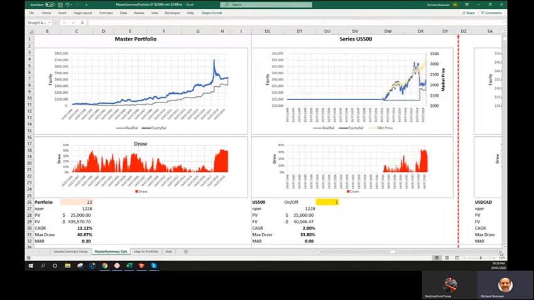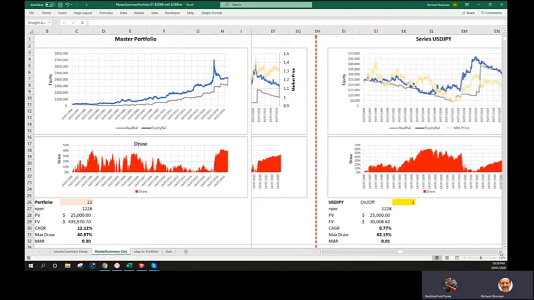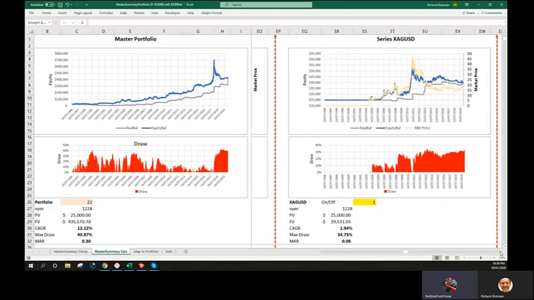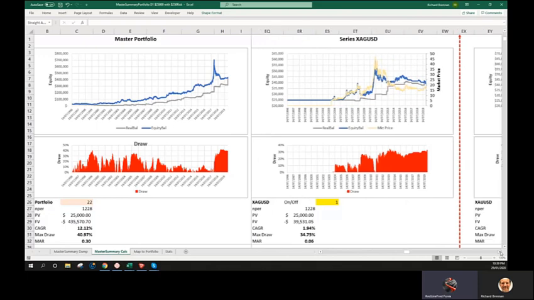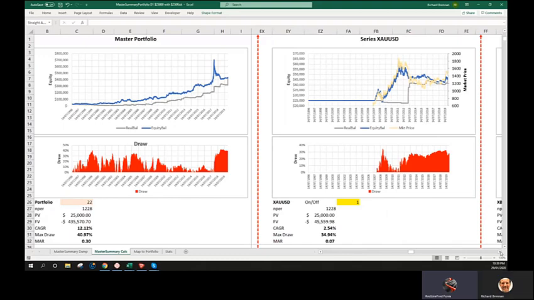the S&P 500 index. And while each of the individual instruments is showing fairly erratic and volatile movements, the master portfolio, on the other hand, is a lot cleaner and a lot smoother. That's because we've combined these individual portfolios to give us the master.